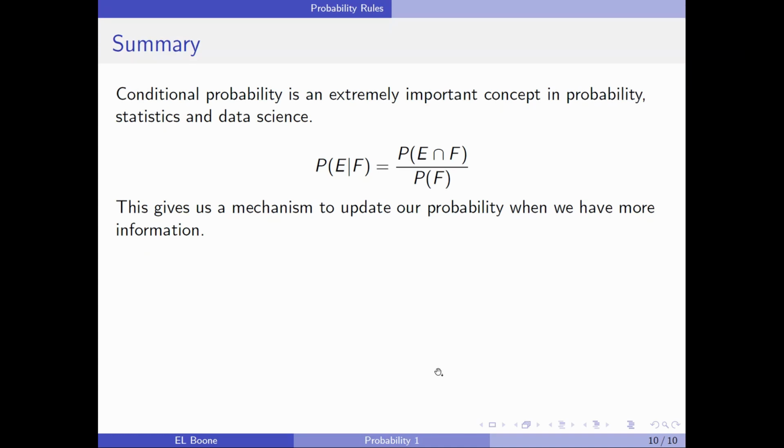So this idea is extremely important in probability and data science. It gives us a mechanism to update our probability when we have more information. This is one of the pieces along the way that we're going to need, so just keep this in mind as we move forward, because these ideas will keep coming up.